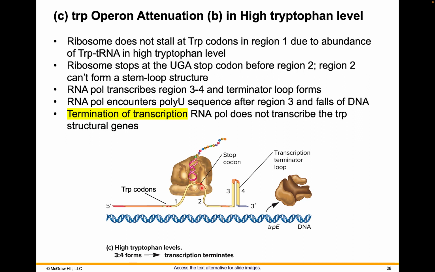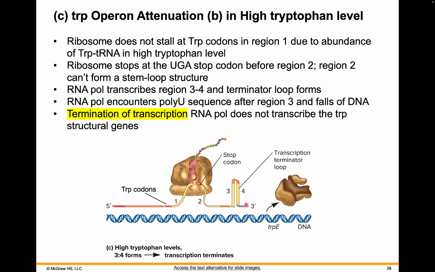And as it pauses in the stop codon, the RNA polymerase moves to regions 3 and 4. As soon as it moves through region 4, regions 3 and 4 form the stem-loop structure, which is the terminator loop, followed by the slippery sequence. And as soon as this is formed, this is the rho-dependent termination.